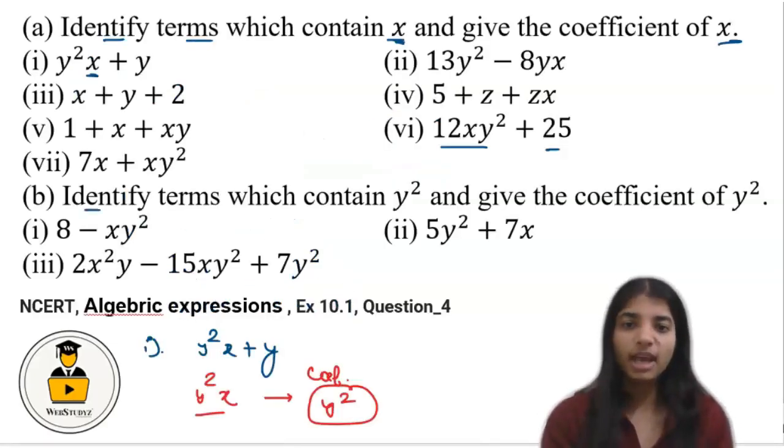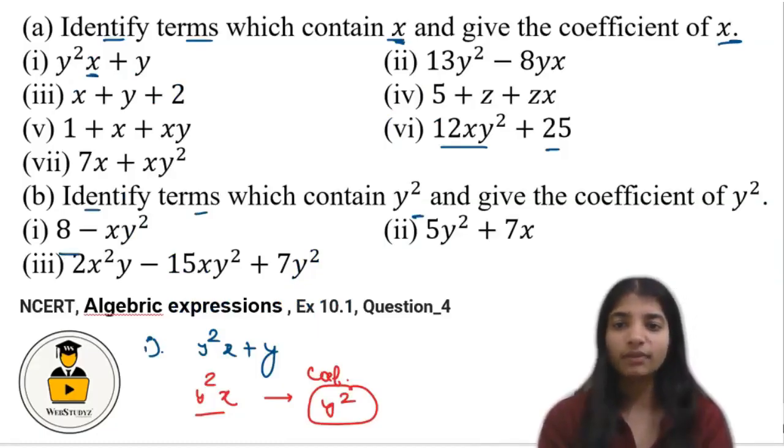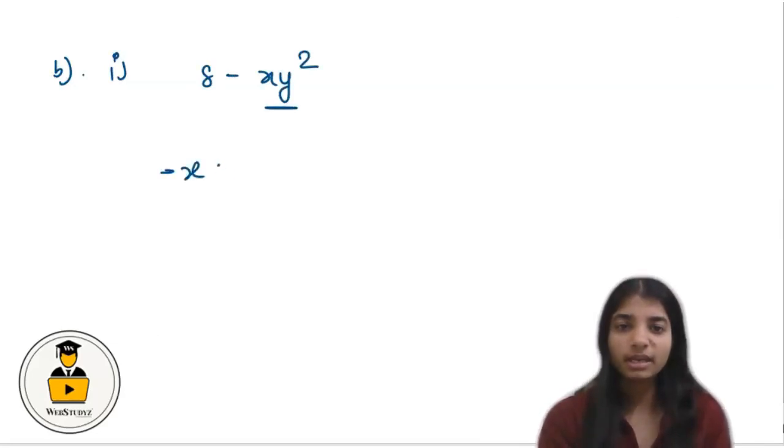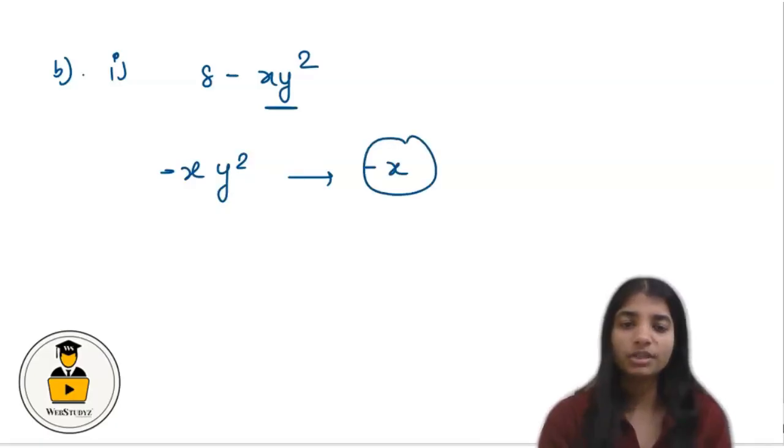In part B, we have to identify the terms which contain y square and give the coefficient of y square. First is 8 minus x y raised to the power 2. We have to find the term which contains y square. This is minus x y raised to the power 2, and the coefficient of the term minus x y raised to the power 2 is minus x.